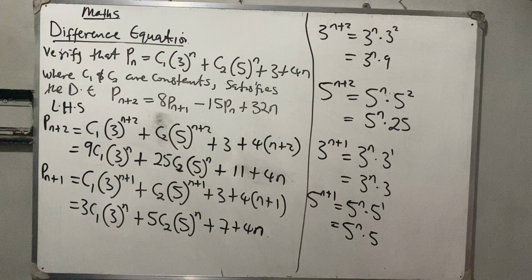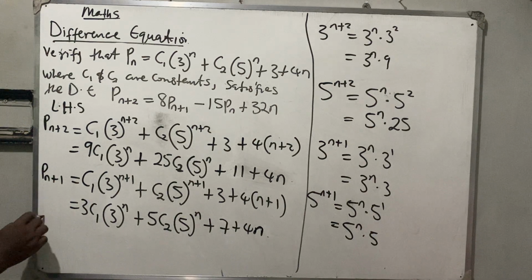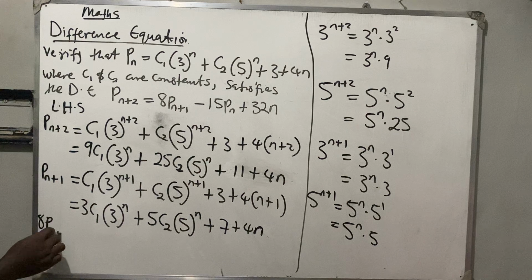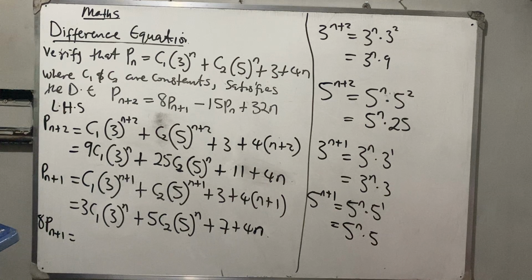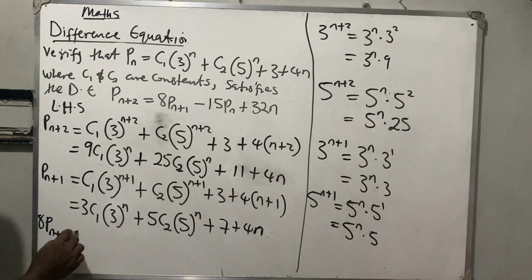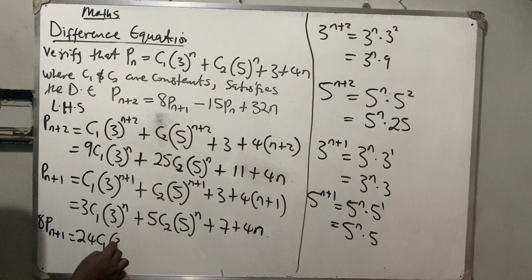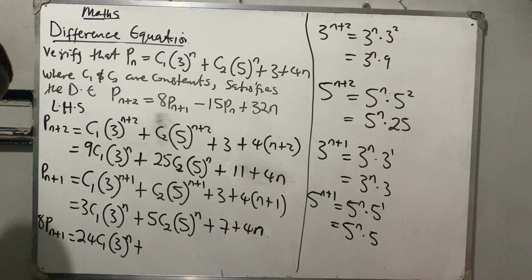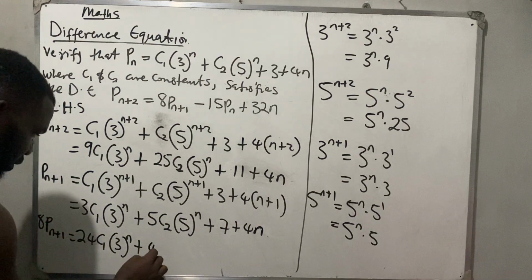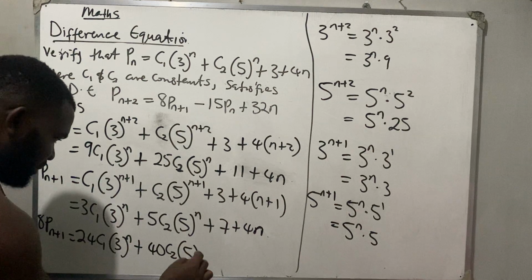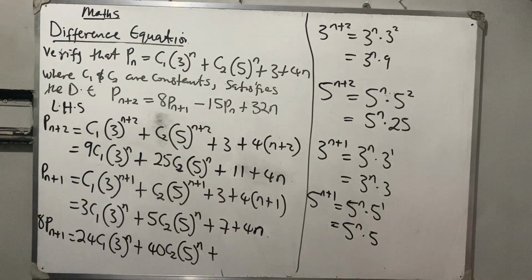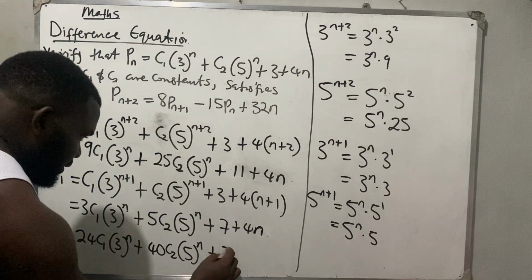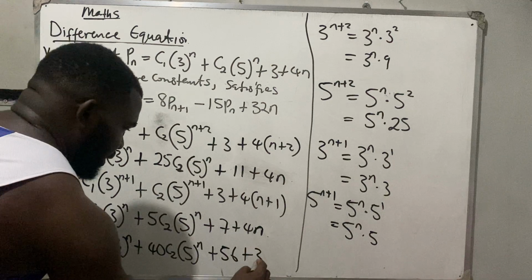Okay? So now let's get what 8P_(n+1) will give us. Just multiply everybody by 8. 3 times 8, I have 24. So I have 24C1 in bracket of 3 raised to power n, plus 8 times 5 is 40. So I have 40C2, 5 raised to power n, plus 8 times 7, I have 56. So 56 plus, this one is now 32n.